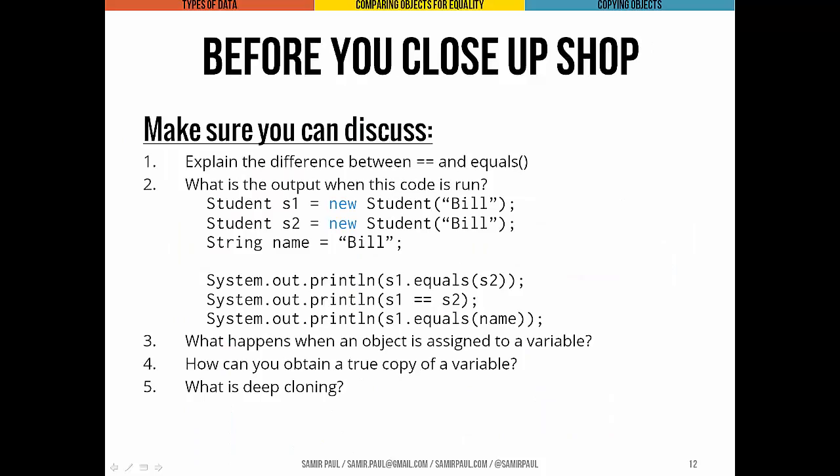Big ideas before you close up shop. You definitely want to know the difference between the equals equals operator and the equals method. Take a look at this segment of code, see if you can predict what the output will be. Think about what happens when an object is assigned to a variable, when we point a variable to an object. How can you get a true copy of an object, and what is deep cloning? Big ideas for the day. That's it for now.